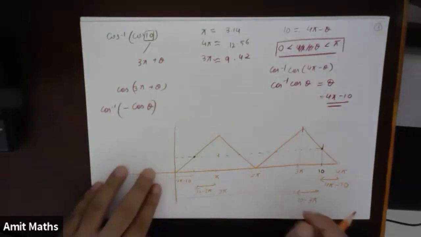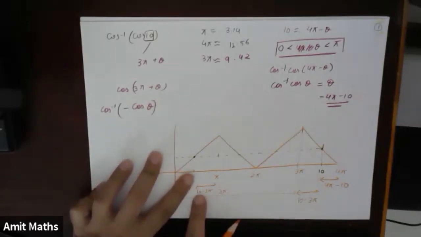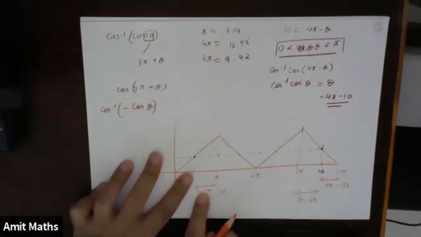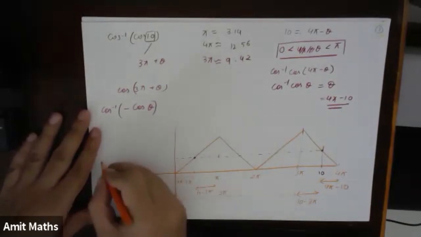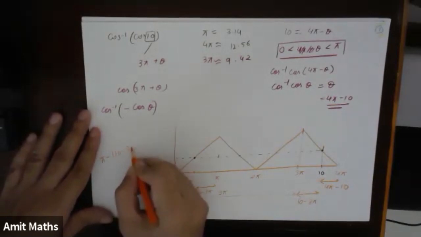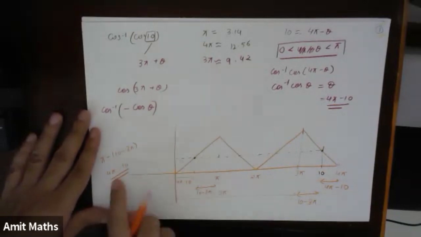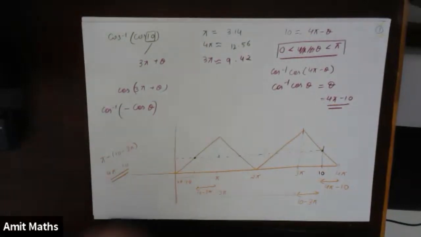This is okay. Now, forget about this 4 pi minus 10. If this is 10 minus 3 pi, how much do I have to move on the left side? This distance from where? From pi. So this value will be nothing but pi minus (10 minus 3 pi), which is nothing but 4 pi minus 10, which we are getting exactly the same as we found before. Fine.